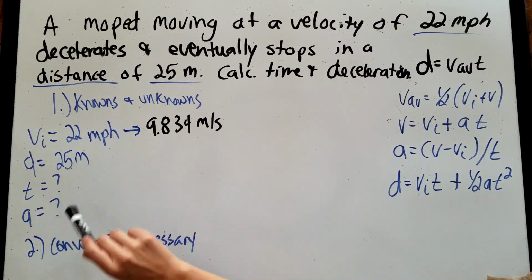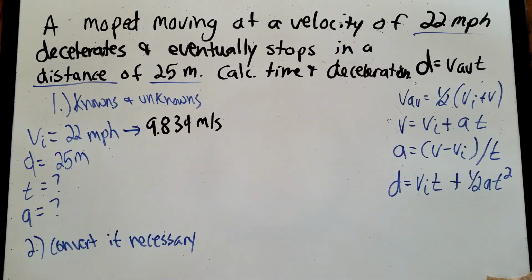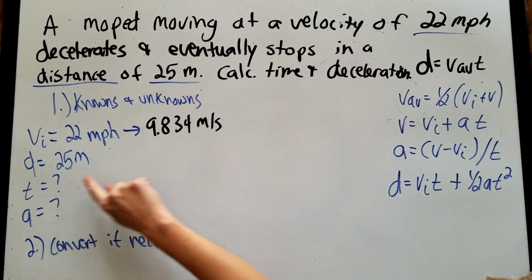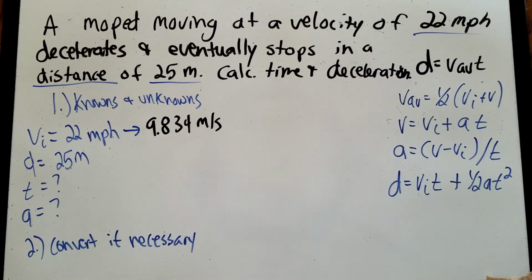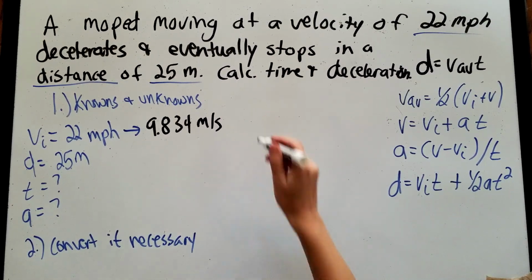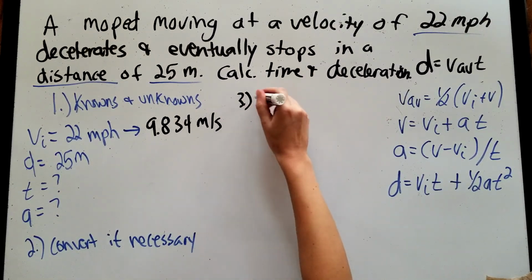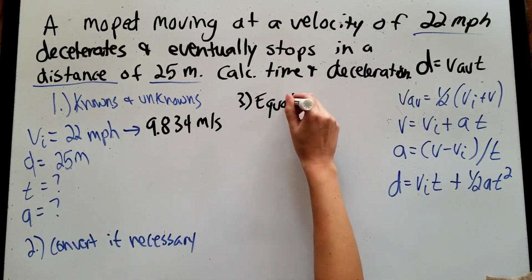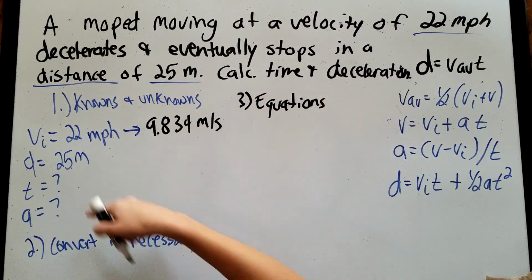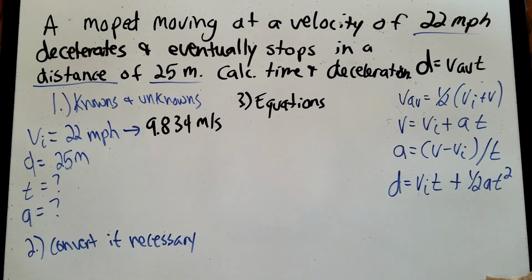Next, let's look at meters. Is meters the units we want for distance? Absolutely. So no conversions needed there. So next, we can go ahead and find the equations that we need and solve. Once again, we have 2 unknown variables, so we're going to need at least 2 equations. So let's see what we can do here.